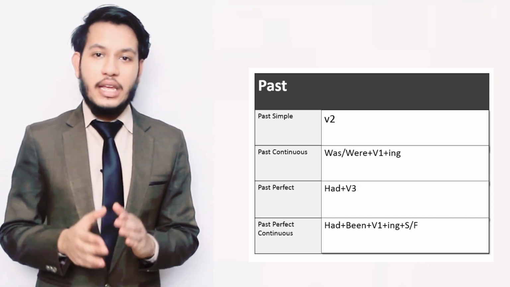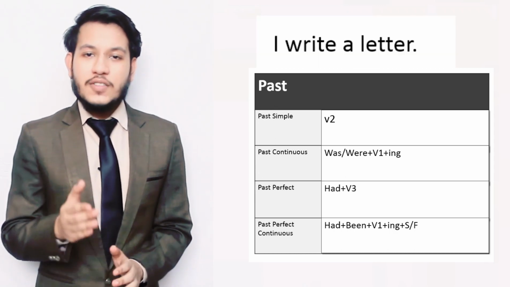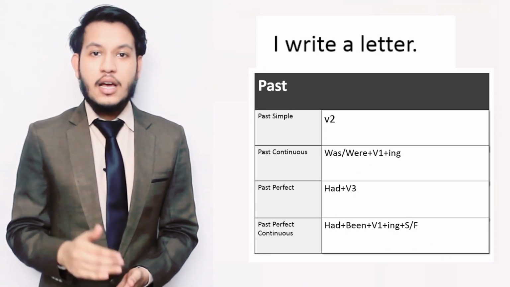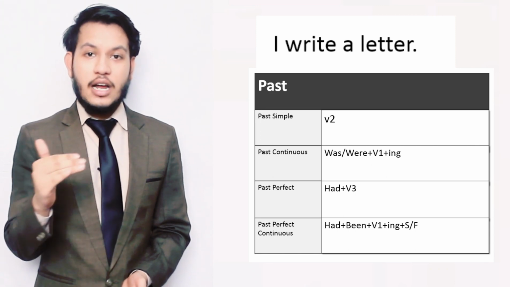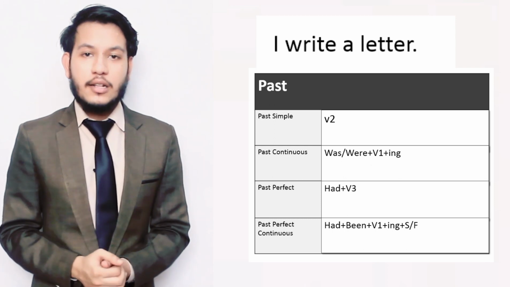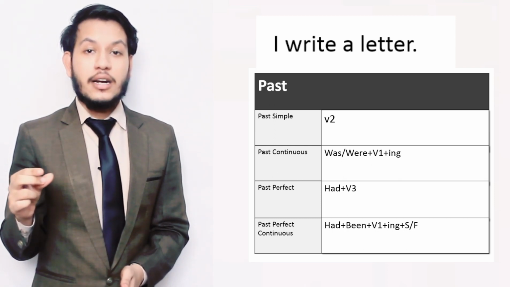And here's how you can practice past tense. All you have to do, take a present simple sentence. For example, I write a letter, and transform the sentence into all of the past tenses, and it goes like I wrote a letter, I was writing a letter, I had written a letter, I had been writing a letter since morning. You can speed up your sentences like I wrote a letter, I was writing a letter, I had written a letter, I had been writing a letter since morning.